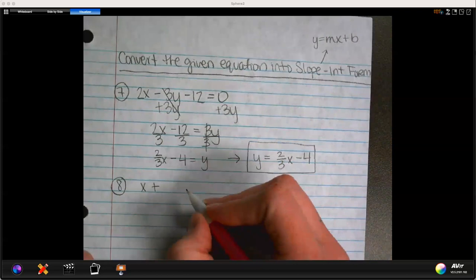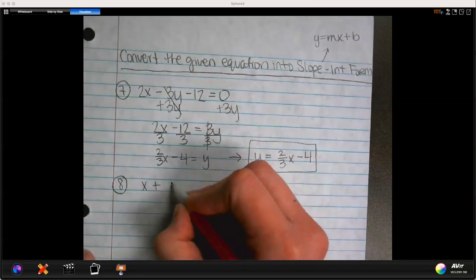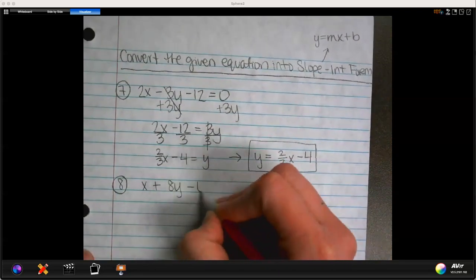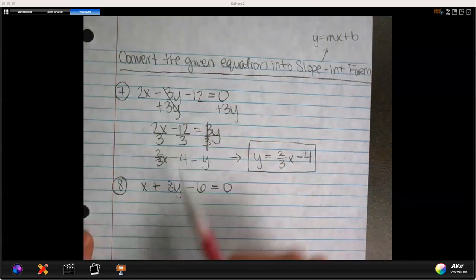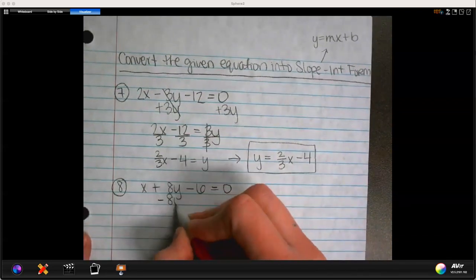Okay, number 8, x plus 8y minus 6 equals 0. Because it's always going to be currently in standard form, will my first step always be the same? Yes, my numbers, however, change. So my first step will be to, now to clarify, technically we would say move the y to the other side, but it could be subtracting it or it could be adding it. Last time we added it, this time we would have to subtract it.